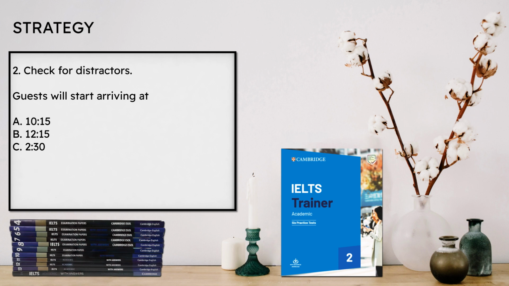This question says, guests will start arriving at, and there are three possible answers. A, 10:15. B, 12:15. C, 2:30. You can tell that 10:15 and 12:15 sound quite similar. So it's quite likely that one of them is the correct answer and the other one is the distractor. Generally speaking, if the answers contain numbers or dates or times, you will hear distractors and you will probably hear information which sounds like all three answers.